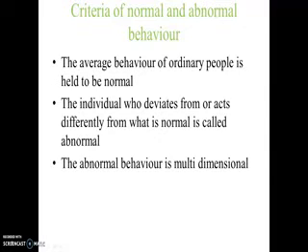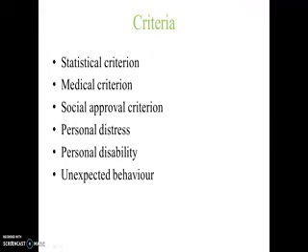The abnormal individual is multidimensional. Multidimensional means that there are many ways to describe abnormal behavior. Upon the basis of very limited information or only one or two behaviors, we cannot describe a behavior as abnormal behavior. Now, these are the criteria of normality and abnormality.